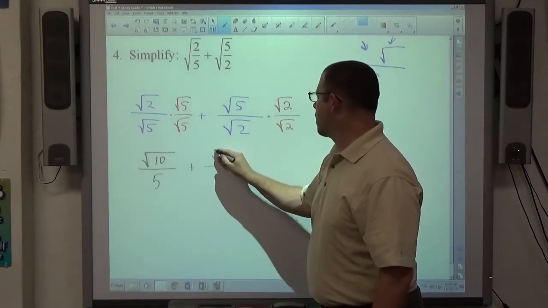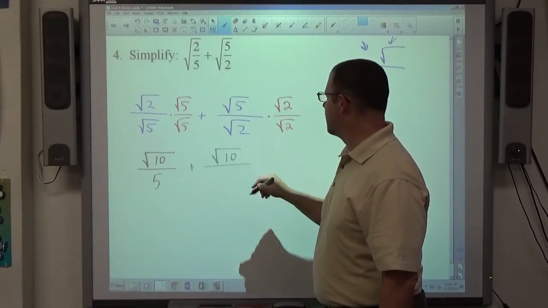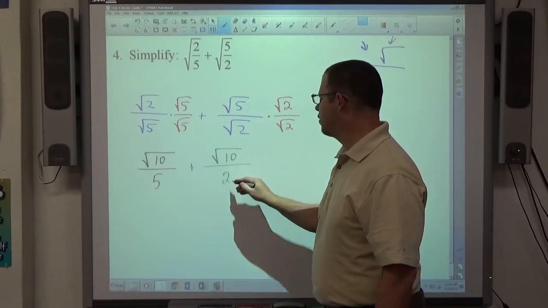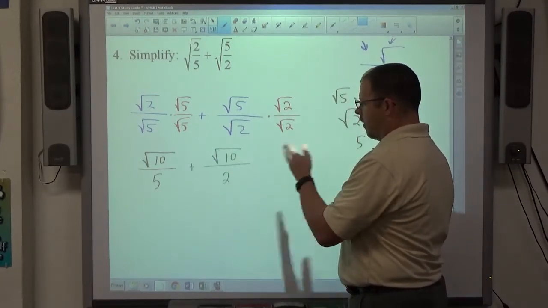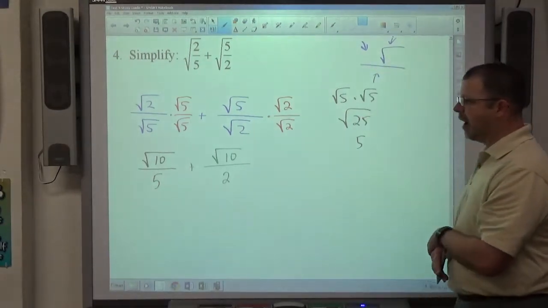So on top, I got a square root of 5 and a square root of 2, which make a square root of 10. On the bottom, the square root of 2 times the square root of 2 makes 2. Once again, I can't reduce that because that's inside, that's outside. And once again, that's as simple as I can possibly get that fraction.